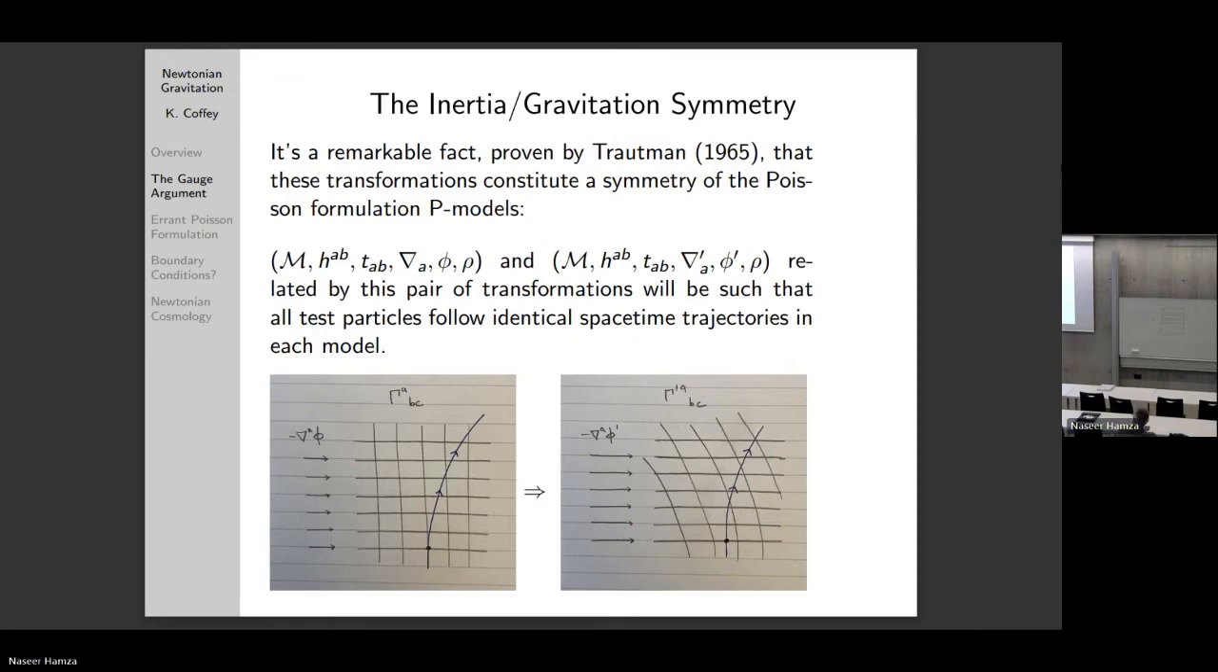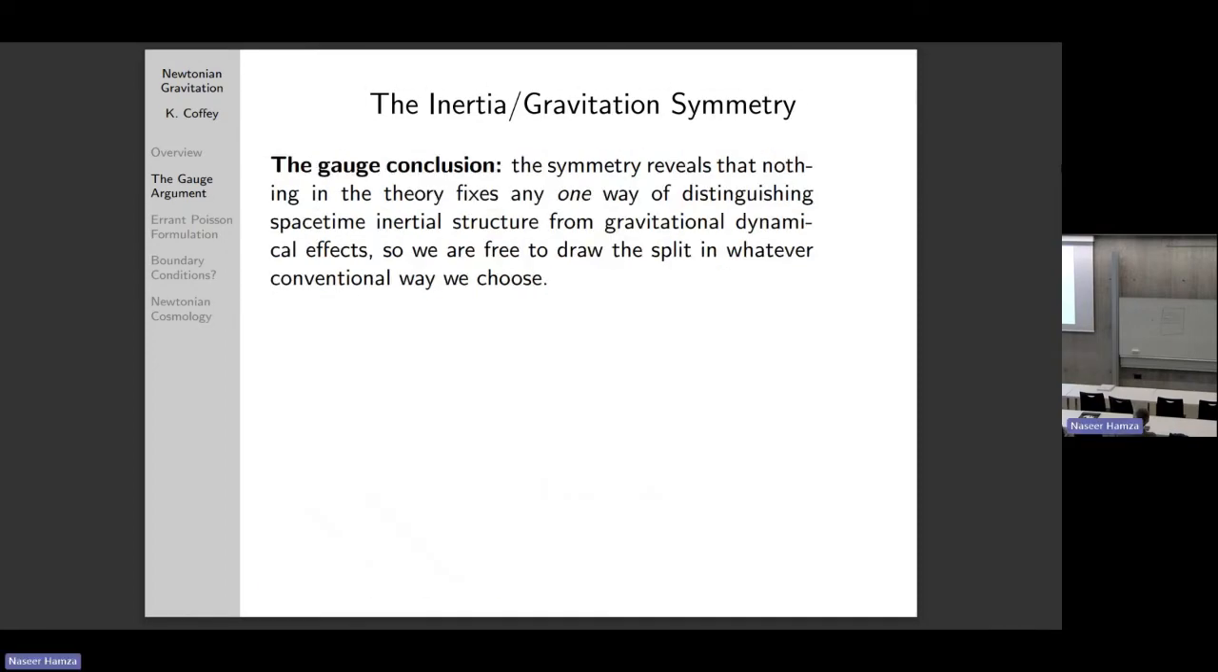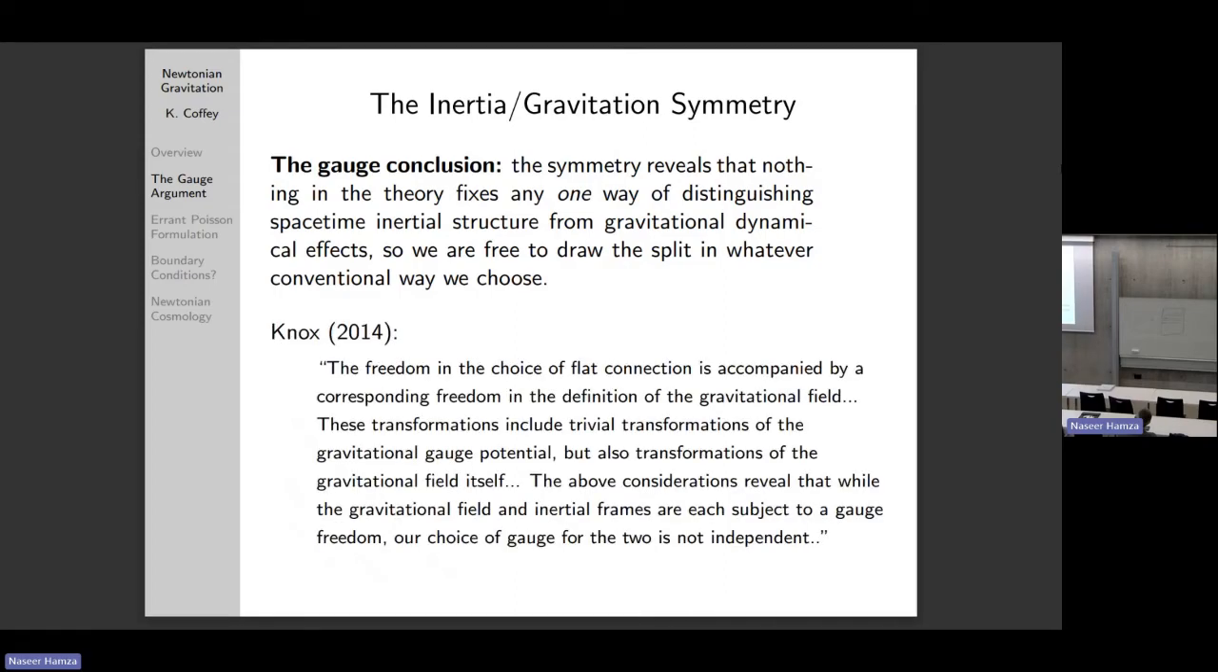That's the idea. So the argument is then supposed to be that what the symmetry reveals is that nothing in the theory fixes any one way of distinguishing space-time inertial structure from gravitational dynamical effects. So we're free to draw the split in whatever conventional way we choose. So that's how you get from it looking like there's a genuine objective distinction between inertial structure and gravitational structure to the idea that that split is entirely arbitrary and conventional.